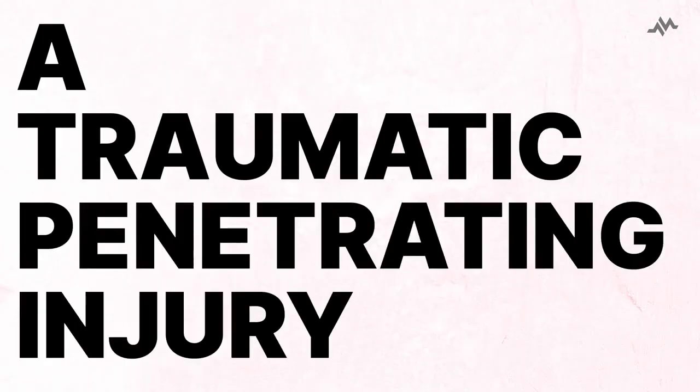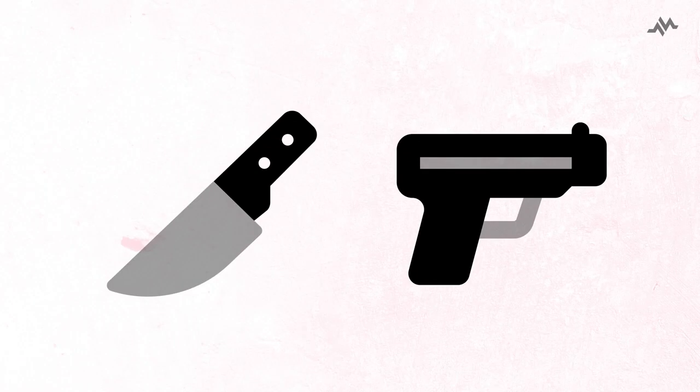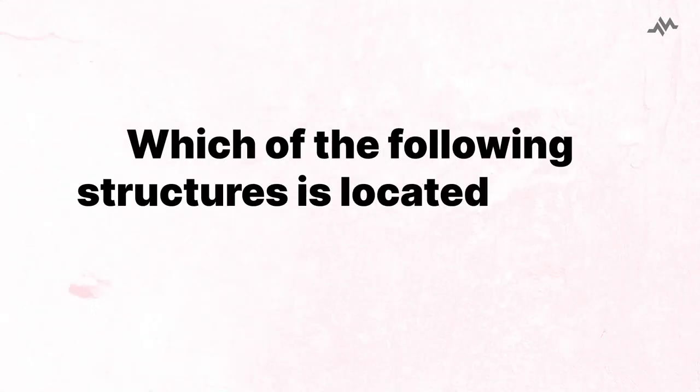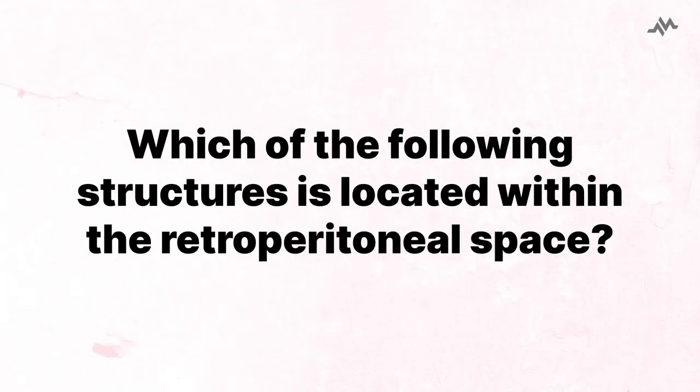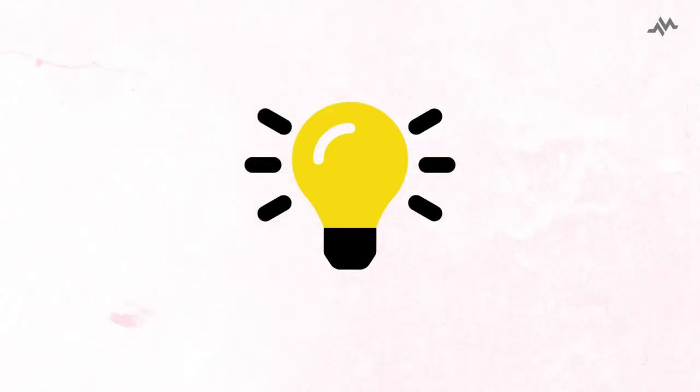The question you might come across may describe a traumatic penetrating injury, like a stab or a gunshot wound, and then ask you which of the following structures is located within the retroperitoneal space. Luckily, I have a mnemonic to share with you that will help you remember the organs located within this cavity.